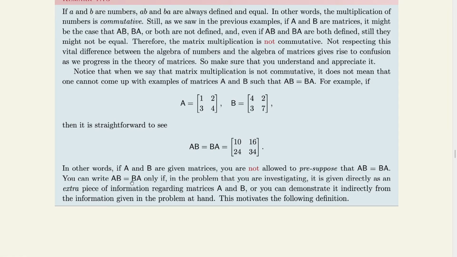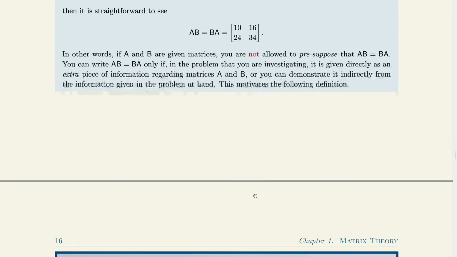You can write AB equals BA only if, in the problem that you are investigating, it is given directly as an extra piece of information regarding matrices A and B, or you can demonstrate it indirectly from the information given in the problem at hand. This motivates the following definitions. Do you understand? You are not allowed to just blindly write AB equals BA unless it is given in the problem itself, or you have some idea why this is going to work in this case.